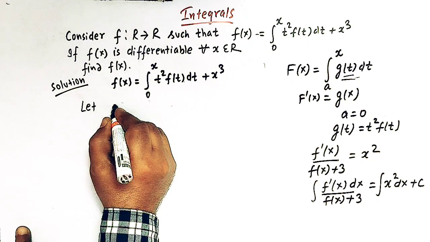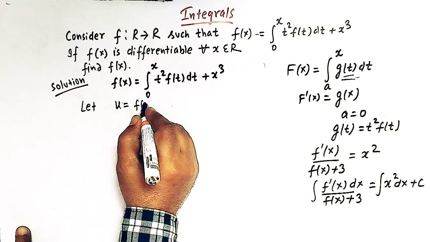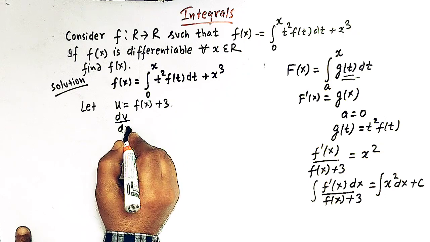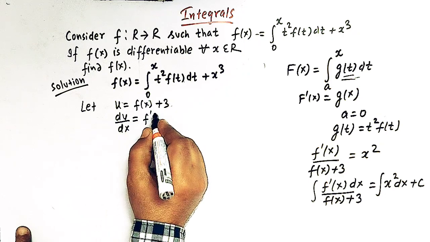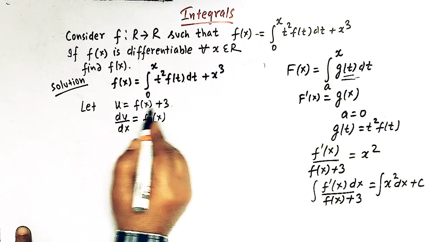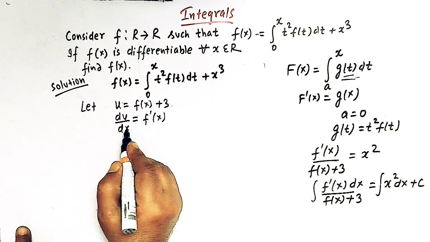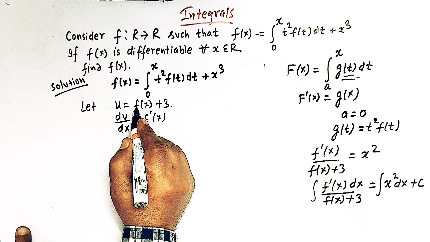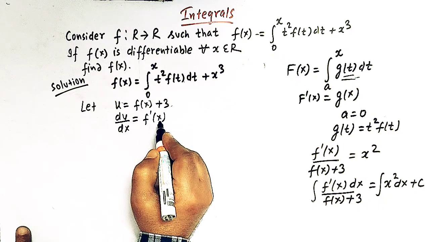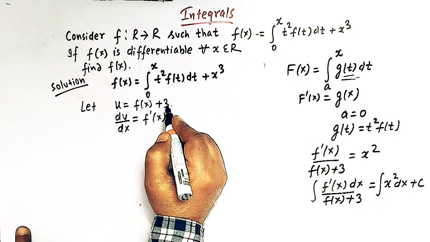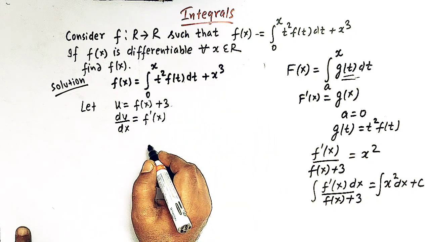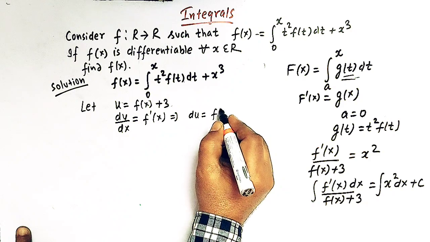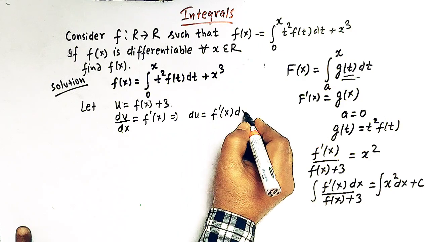So let us take u is equal to f of x plus 3. Now du over dx is equal to f prime of x. So differentiating both sides with respect to x, du over dx is equal to df over dx, that is f prime of x, and the derivative of 3, being a constant, is 0. So we can now write du is equal to f prime of x dx.